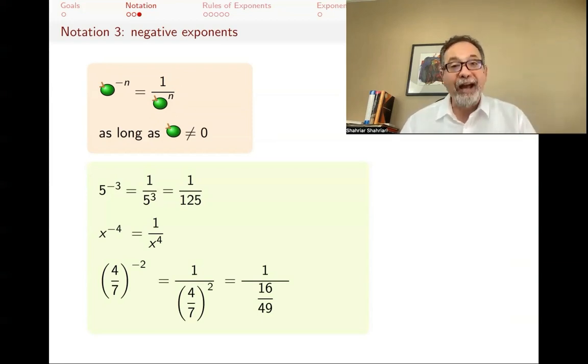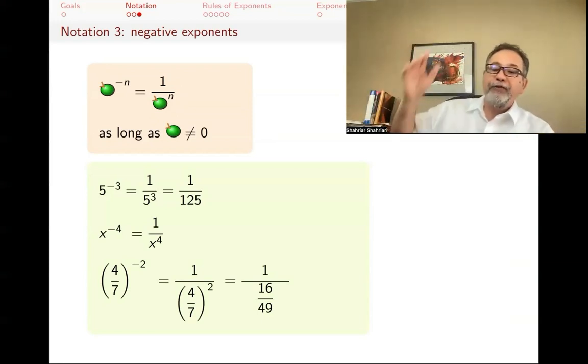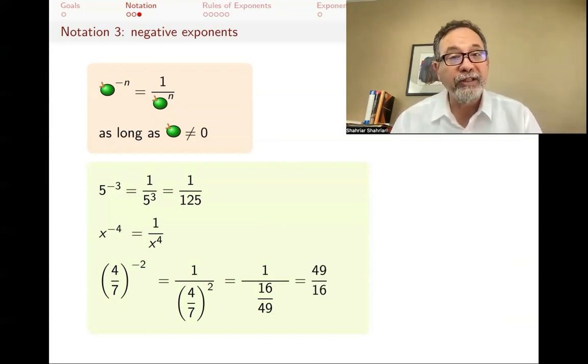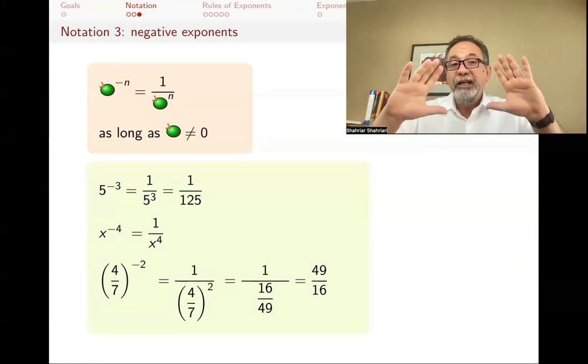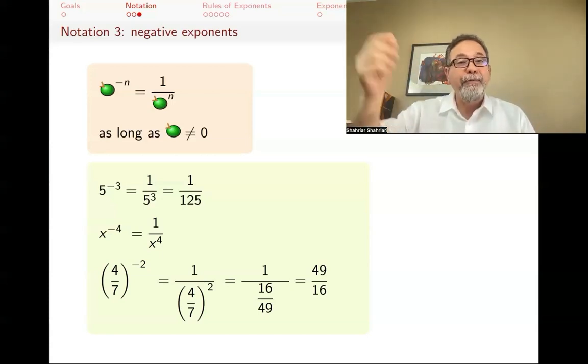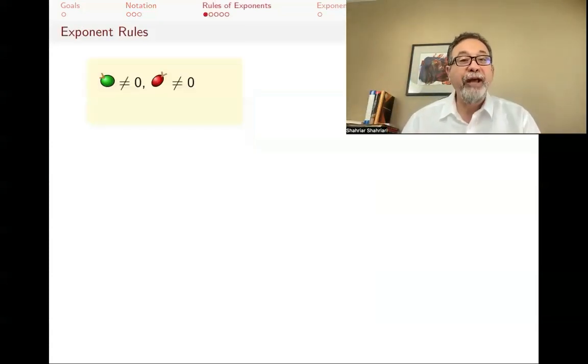And what's 1 divided by a fraction? Well, you flip the fraction over and you get 49 over 16. And you might notice that 49 over 16 is actually 7 over 4 squared. So when you have a fraction to a negative power, basically what you do is you flip the fraction, but make the power positive.